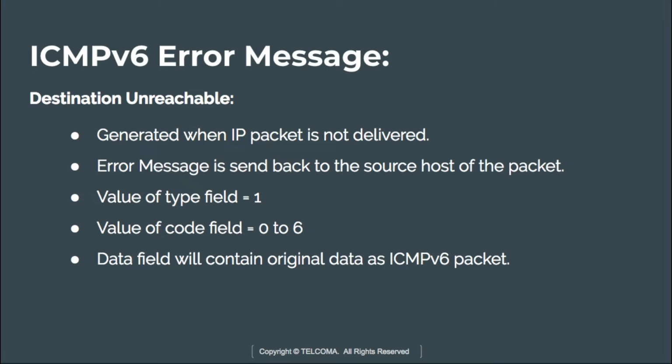Further, code values 5 and 6 indicate that the destination is unreachable because of other particular problems. After that, the data field will contain the original data as the ICMP version 6 packet. This data field will indicate more information about the destination unreachable problem.